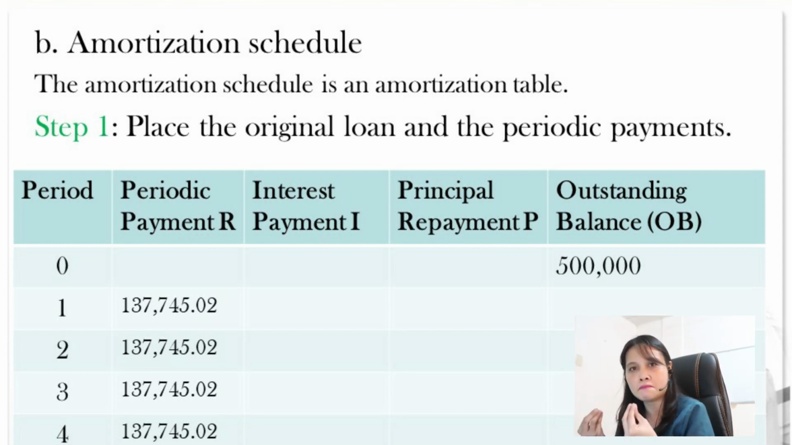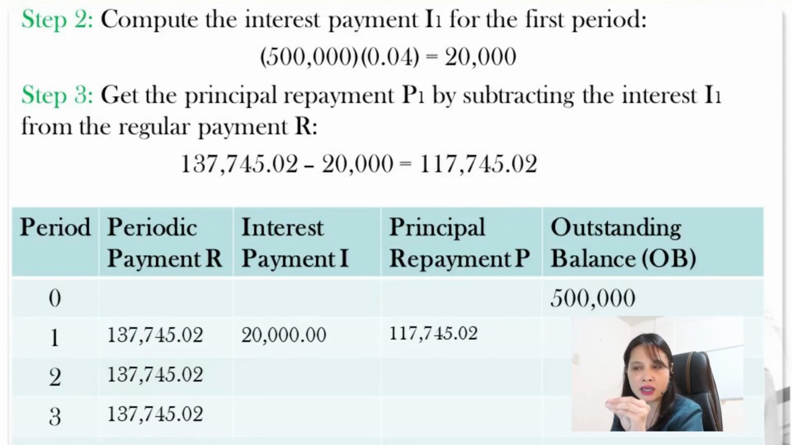That's your outstanding balance, the unpaid loan, yung 500,000. So at period 0, your outstanding balance is 500,000, unpaid, kasi hiniram mo pa lang. Next column is the periodic payment, your regular payment. So you need to write it.